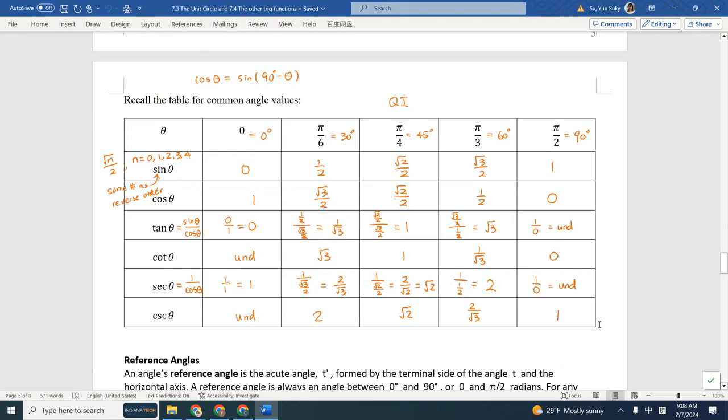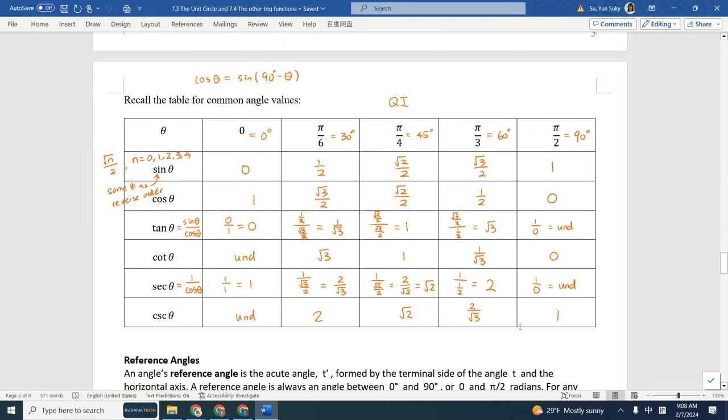And where is the cosine? The second row. Right, everybody? So 1 over that. So flip the numerator and denominator. Okay, everybody? And the cosecant, same values as the secant, but reverse the order.